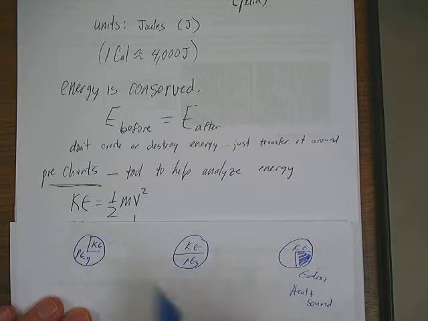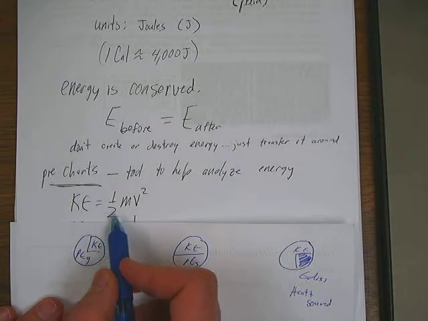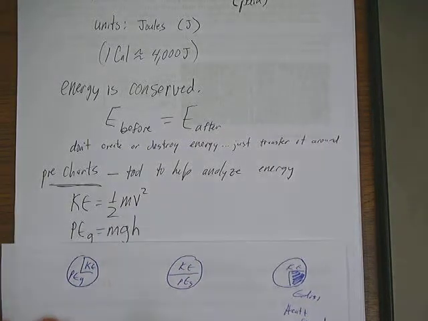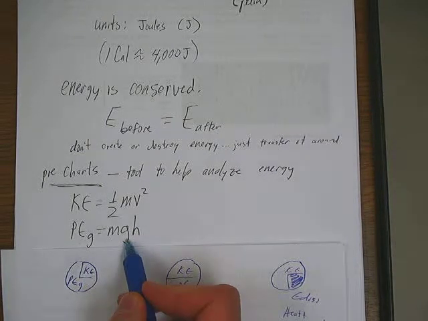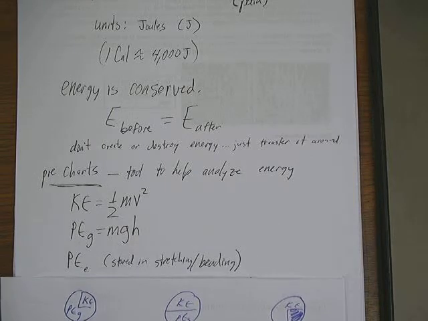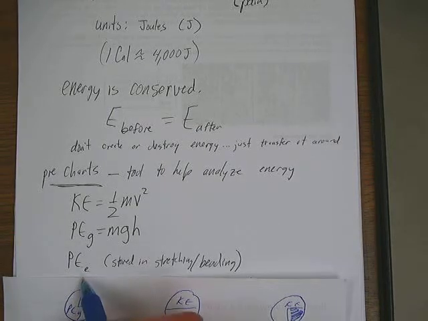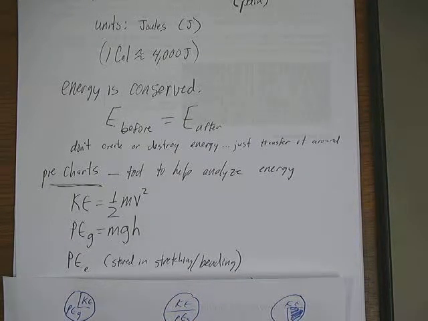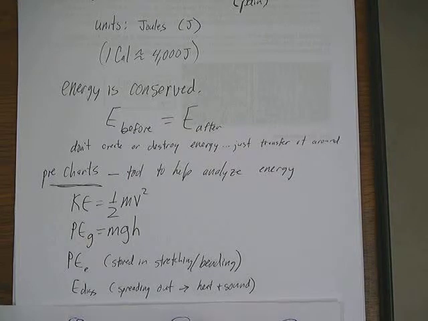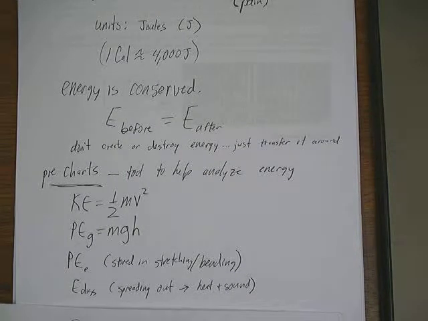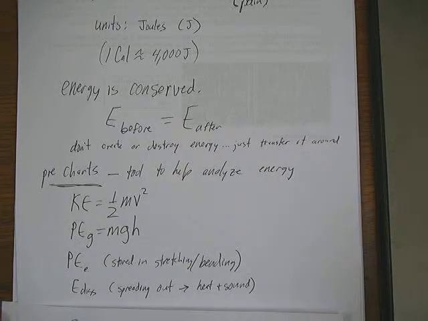We had some formulas. You don't have to memorize any of these, but just be familiar with them. Kinetic energy, 1/2 mass times velocity squared. Potential energy due to gravity, mass times the strength of gravity times height. Potential energy elastic. We did that with the pie chart stuff in the beginning. We didn't have a formula for it, but it's the energy stored when something bends or stretches or scrunches up and springs back. And then, of course, the dissipated that I already mentioned.